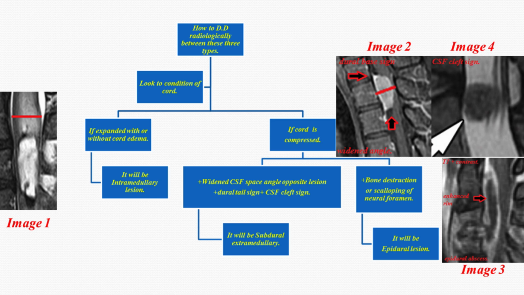How to differentiate radiologically between these three types? Look to the condition of the cord. If expanded, with or without cord edema, it will be an intramedullary lesion. But if the cord is compressed plus widened cerebrospinal fluid space angle opposite the lesion plus dural tail sign plus cerebrospinal fluid cleft sign, it will be subdural extramedullary. But if the cord is compressed plus bone destruction or scalloping of the neural foramen, it will be an epidural lesion.